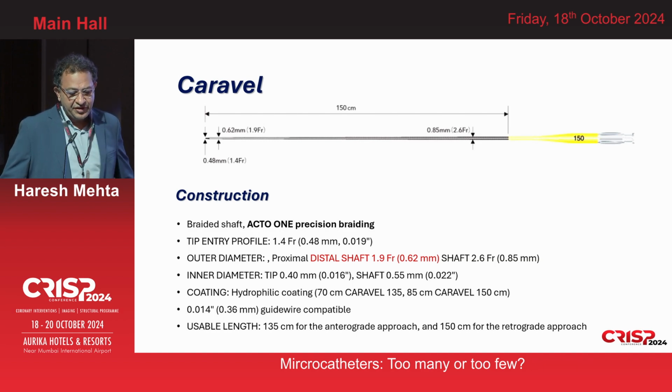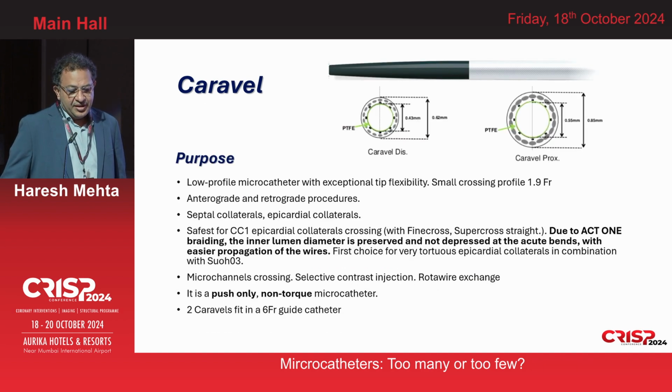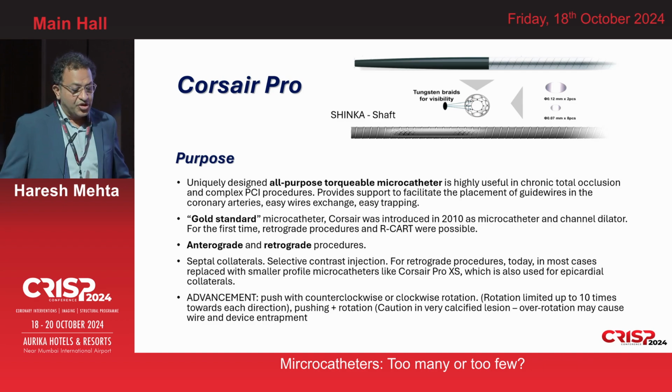That's the construction of it. We won't go into detail of that. Then there is Corsair Pro and there's Corsair Pro XS. Corsair Pro is not the best catheter for retrograde. It can be used for antegrade. Corsair actually started for using in CART, and reverse CART was possible with that, and it allows you to change the catheters. For a retrograde, it's a good catheter, but not as good as Caravel.